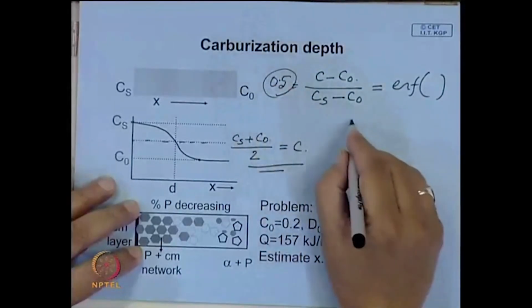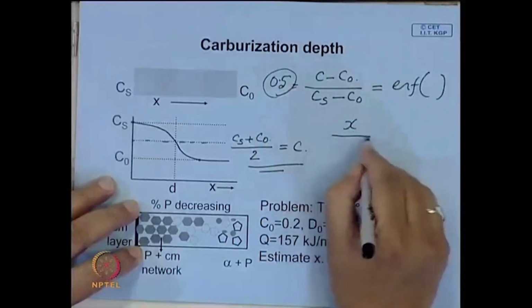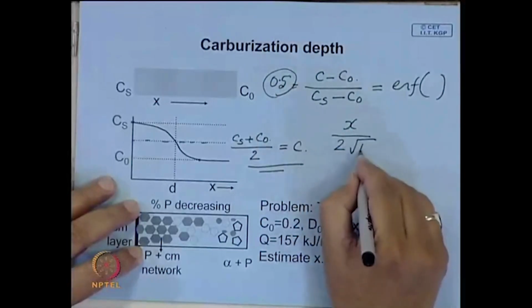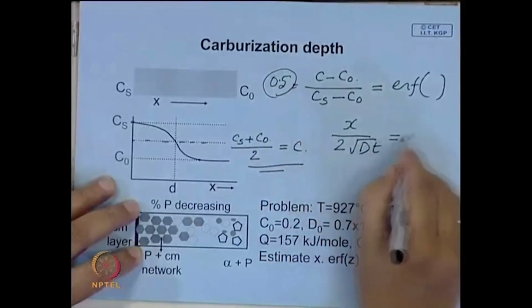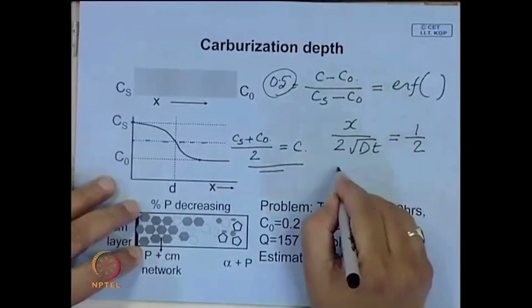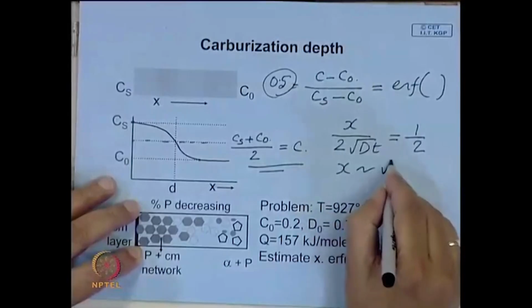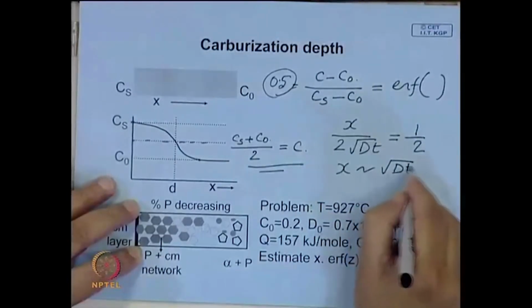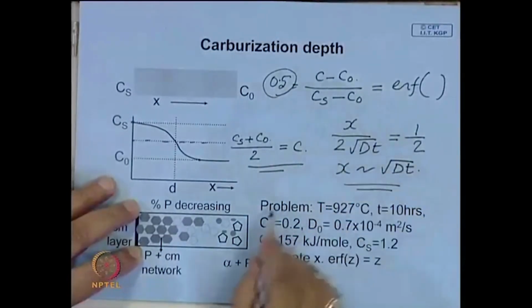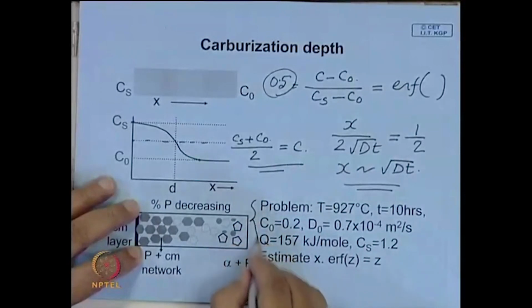So, obviously, then x over 2 root over Dt is equal to 1 over 2. Therefore, the depth of carburization is approximately equal to root over Dt. And here is a problem we can try.